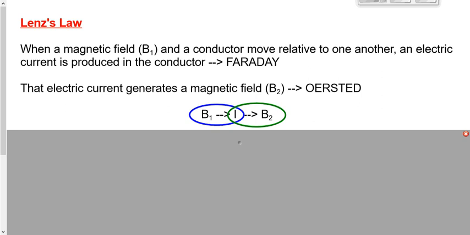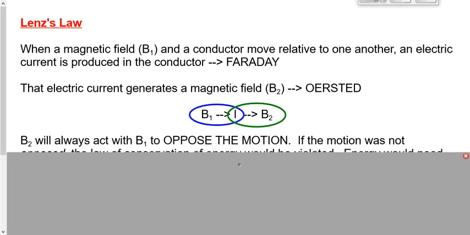These two magnetic fields will always act together. Whenever we have two magnetic fields, there's an interaction. And this is the crux of what Lenz said, because everything else had already been said. Faraday said that a magnetic field moving through a conductor generates a current. Ørsted said that a current generates a magnetic field. That stuff was already said. This is what's new. These two magnetic fields, the one that we dropped, and the one that we just generated from the electric current, will act together to oppose the motion. They have to oppose the motion.